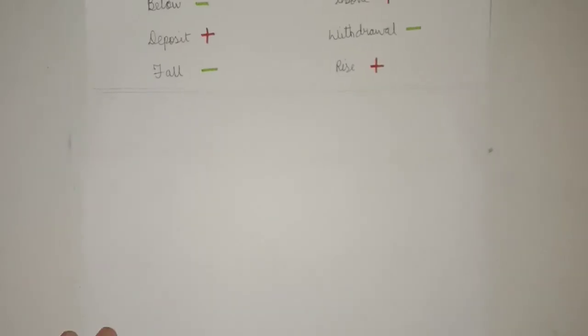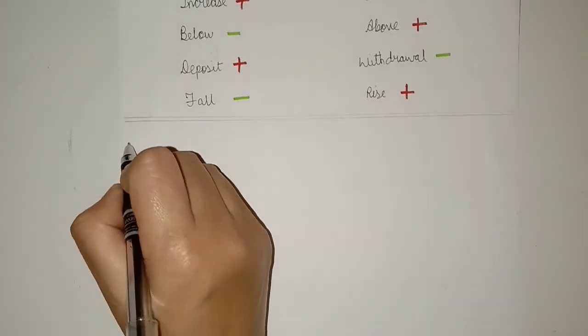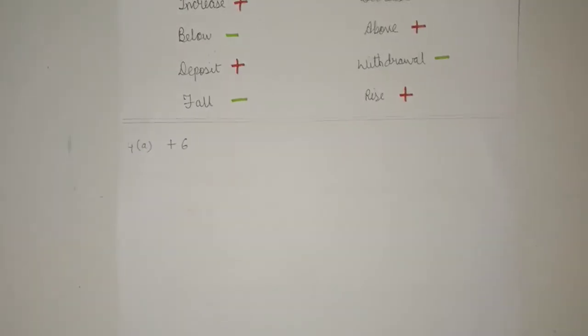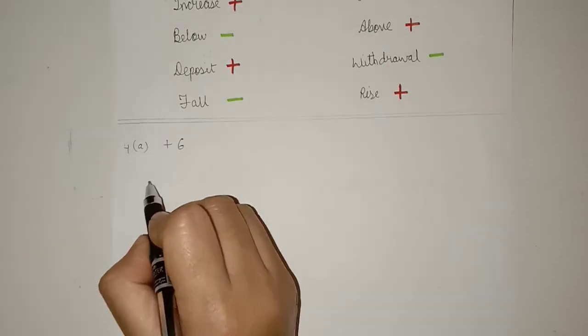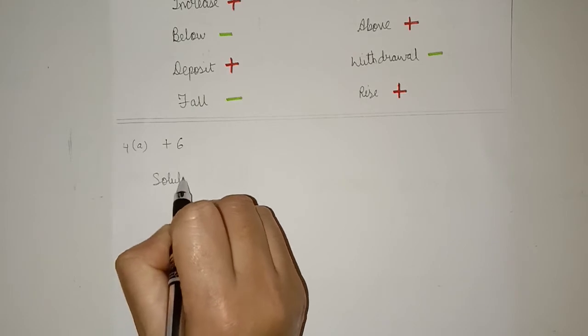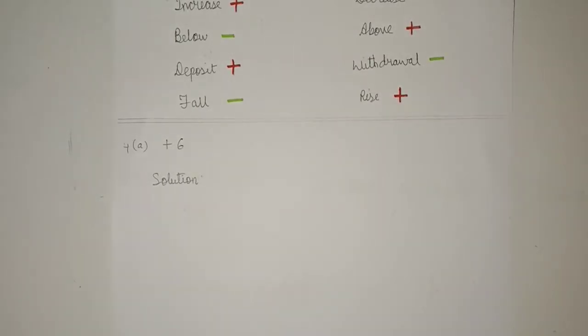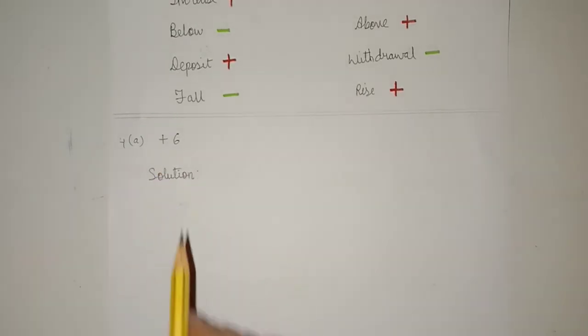I'll do it here at the back. Now I will not copy the question. I will just write 4A. It says plus 6. Now first thing, what you have to do, you write Solution below as we usually do. Then below that, first you mark a point at the center. And why do we mark this point? Not for 6. To mark for 0.